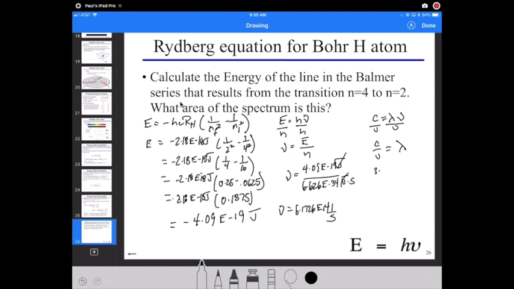So I take the speed of light, 3.00 e to the 8th meters per second, and I divide it by that number I just calculated, 6.1726 e to the 14th per second. Okay. And I get a value in meters. It comes up to this, 4.86 e to the minus 7 meters.